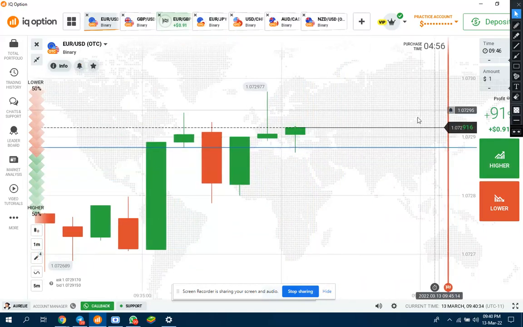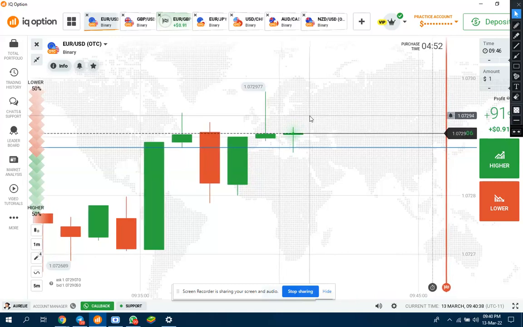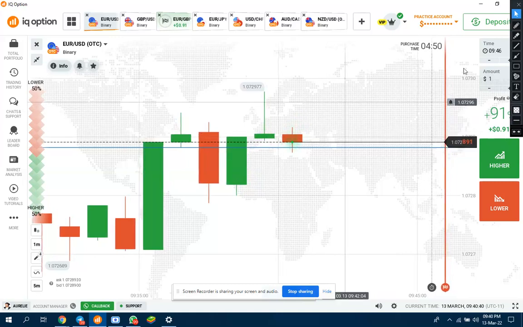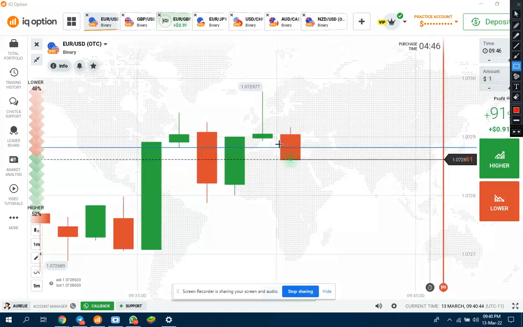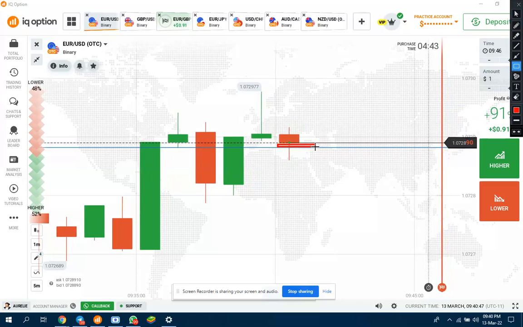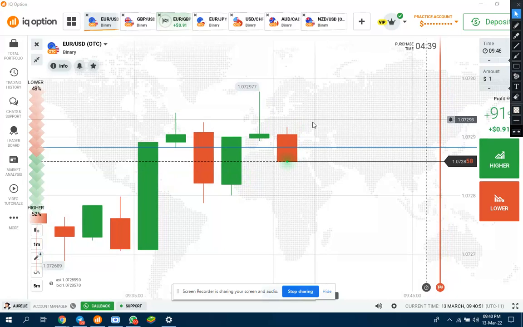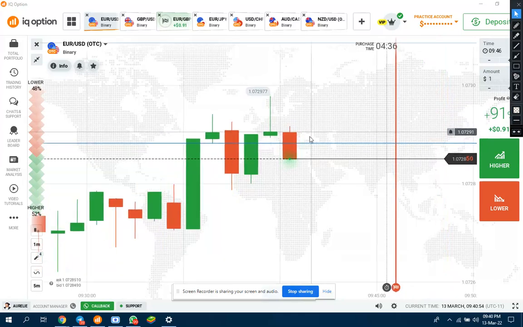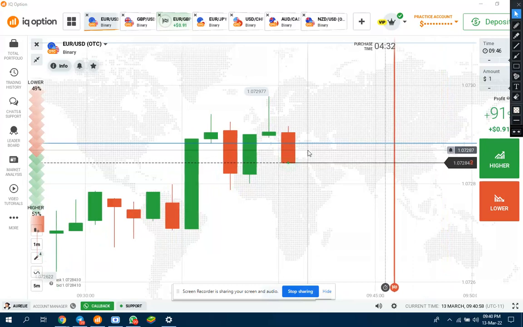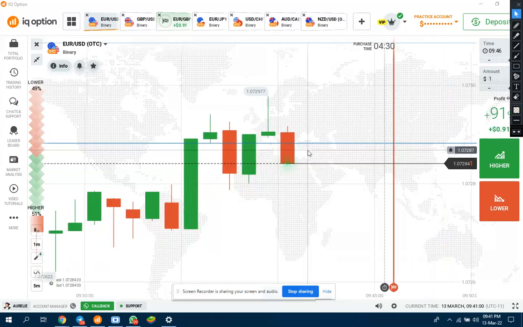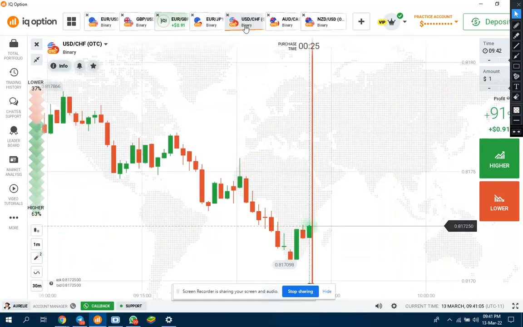Okay, so now we see sellers entered again, and let's hope the sellers didn't break the level. Two things I'm expecting here: a bullish candle or a bearish candle above this line with a rejection to go with buyers. But at this state, I don't see that happening. Well, nothing here to trade.